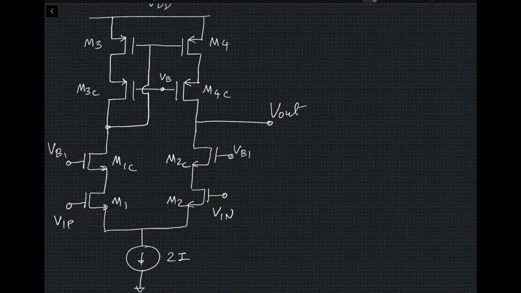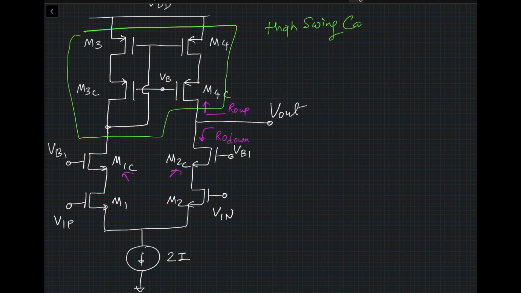First of all, we understand M1 and M2 is a diff pair, and M1C and M2C are basically cascode devices. And what does that do? That increases the gain or increases the output resistance, this RO looking down and RO looking up. What's going on here is, if you look at the top 4 transistors, that looks like a high swing cascode current mirror. What is the property of this particular high swing cascode current mirror?